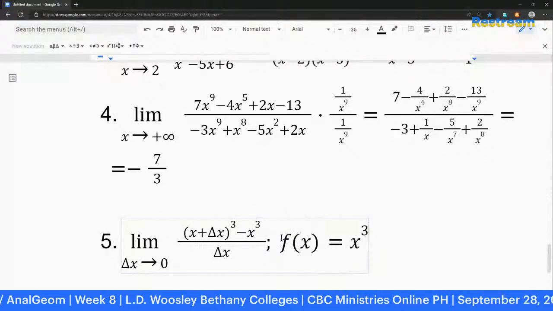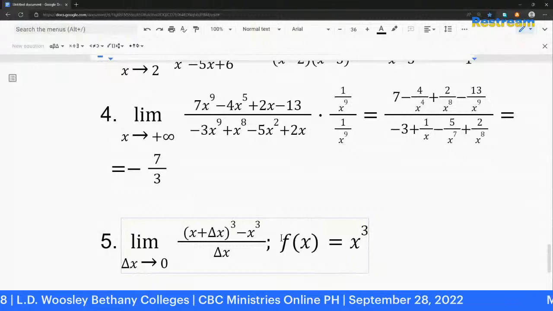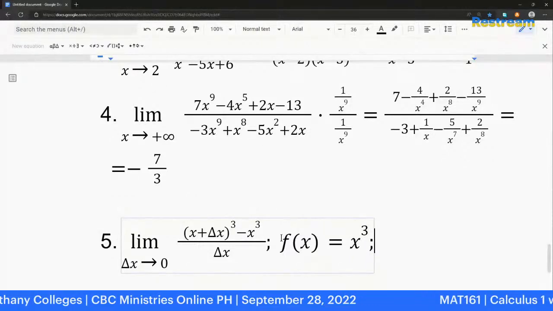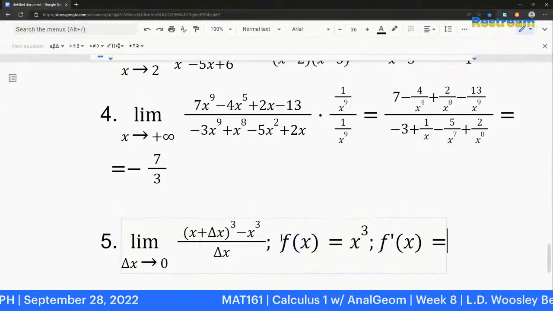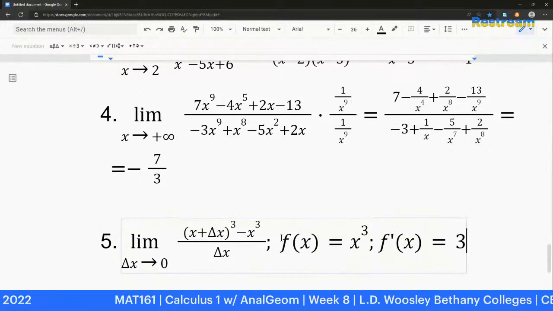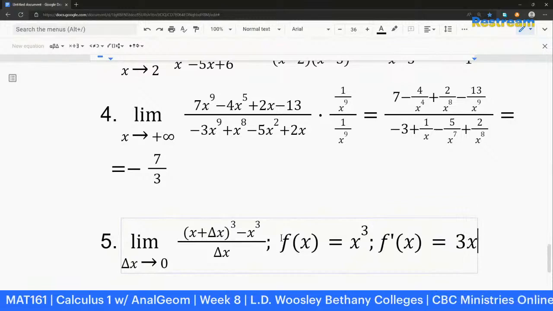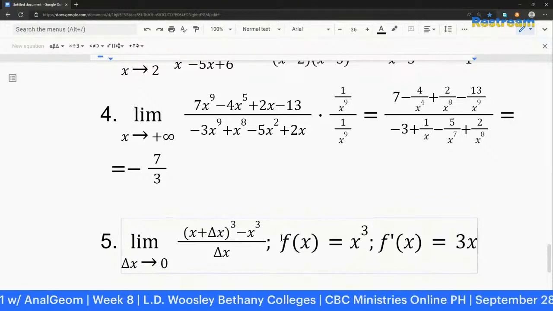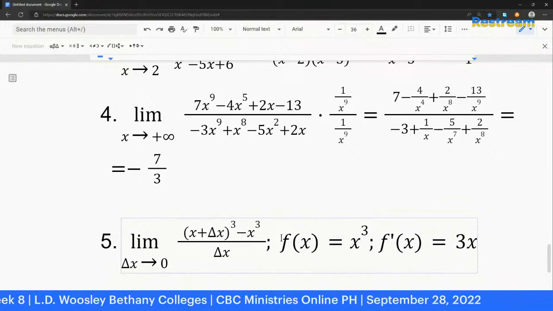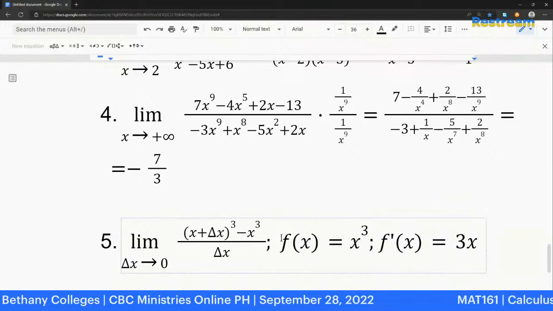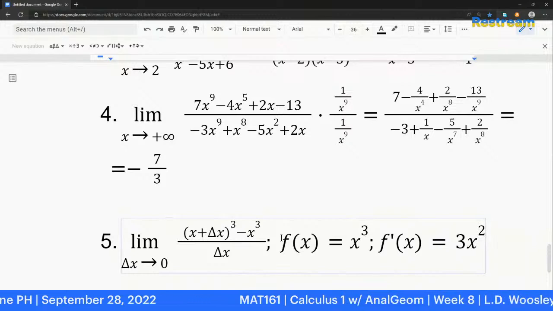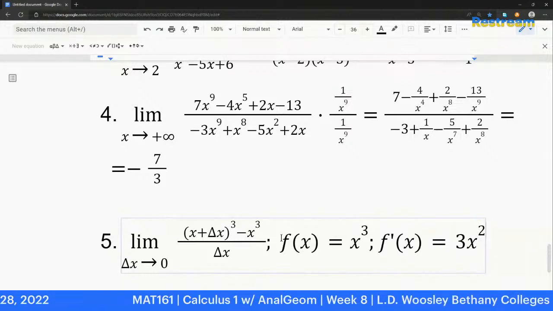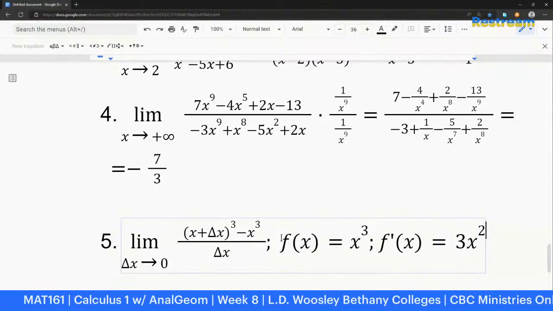So what we do is get the derivative, or f prime of x, which will be equal to 3: the 3 comes down, and the exponent 3 minus 1, so that will be 3x squared. That's how it's solved. Though the delta process is a long process, you still have to expand x plus delta.